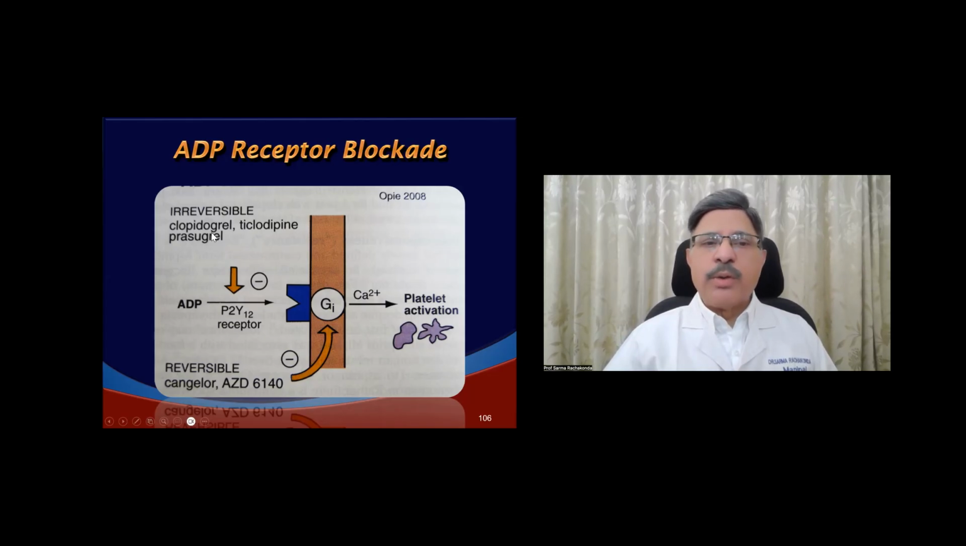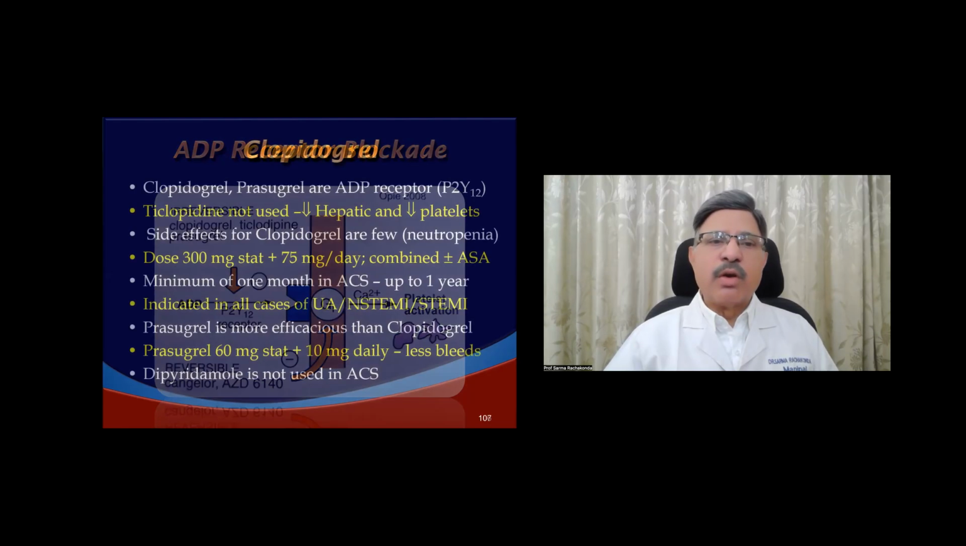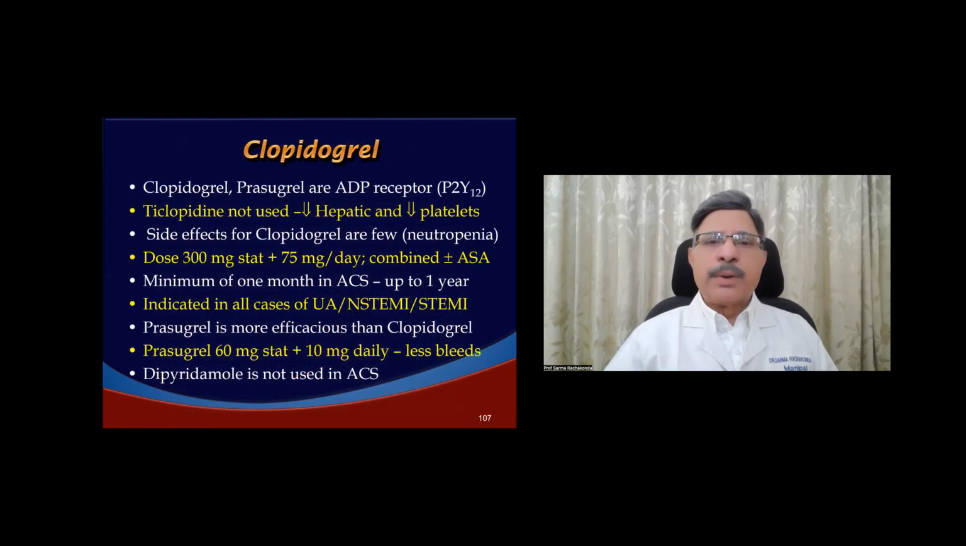If you must know how it acts, clopidogrel is an ADP P2Y12 receptor blocker. It blocks the receptor. Gi protein, converting ATP into cyclic AMP, releases calcium. That calcium will not be available when you block this. In the absence of calcium, platelet activation is not there. Clopidogrel and prasugrel are ADP receptor blockers.